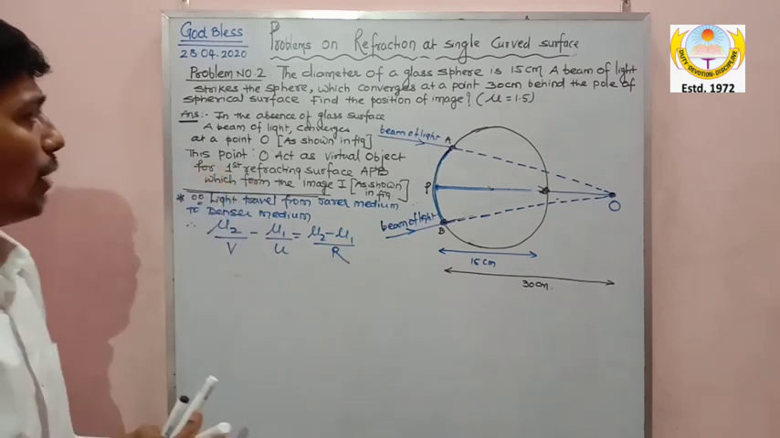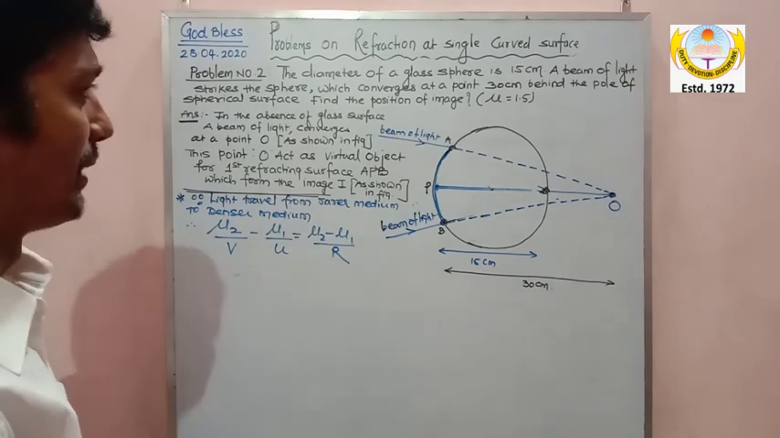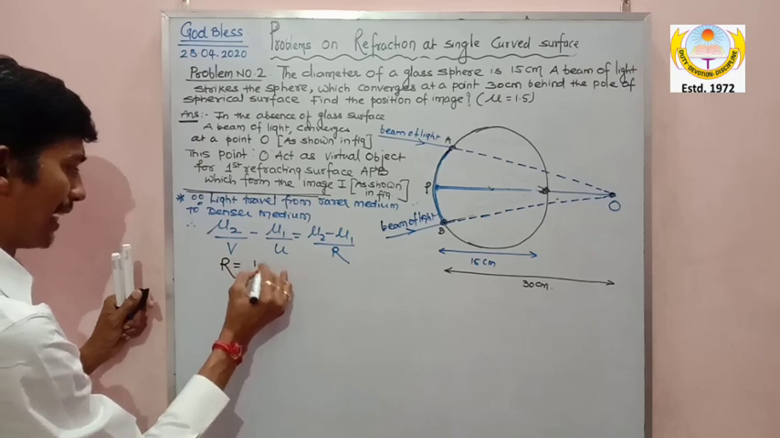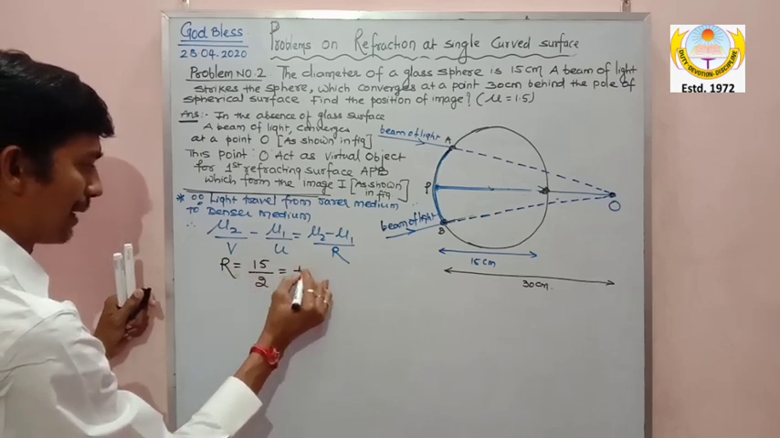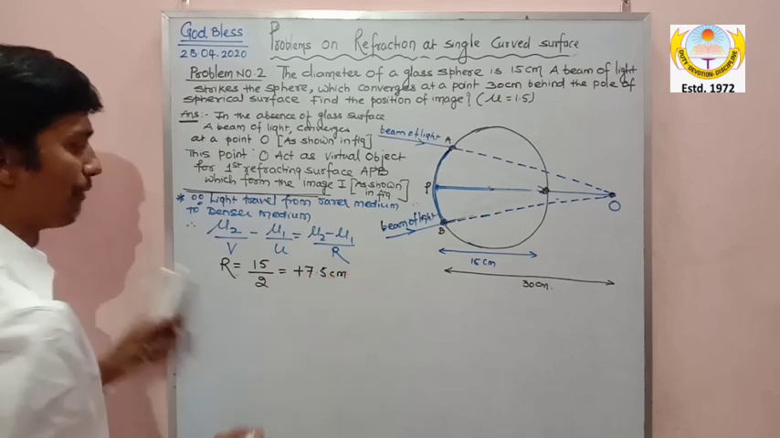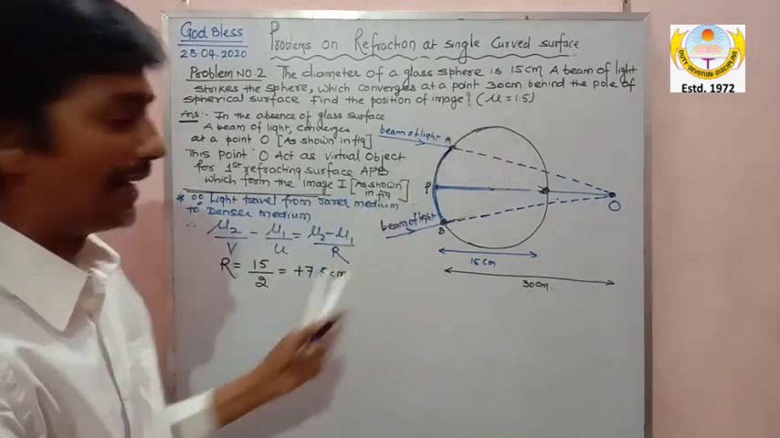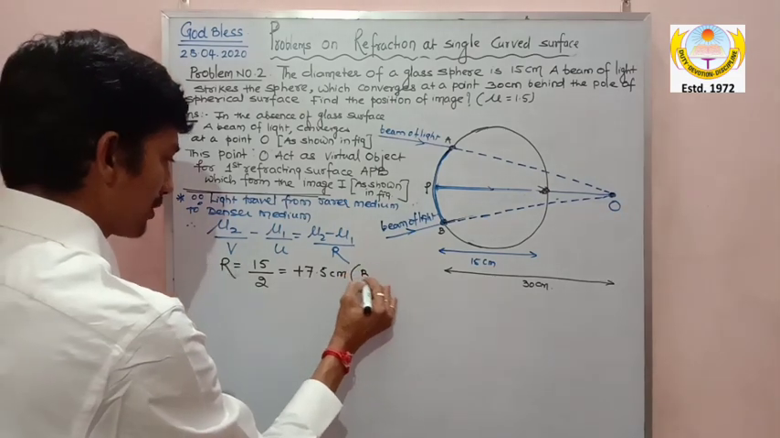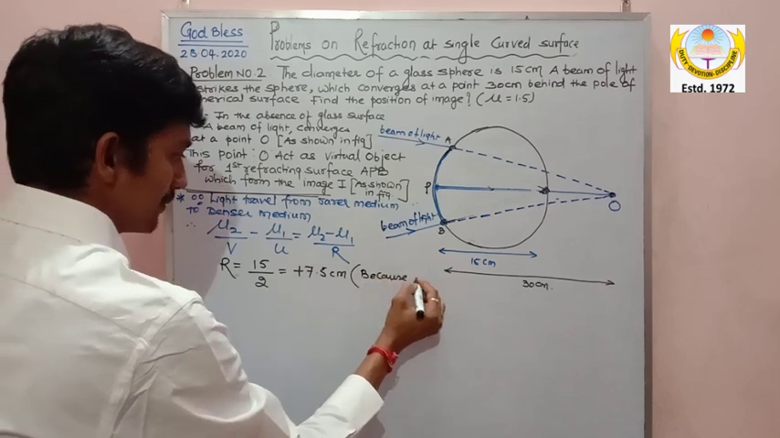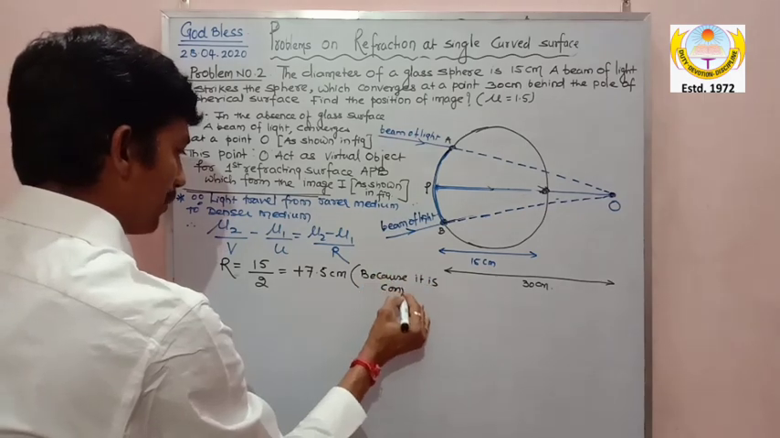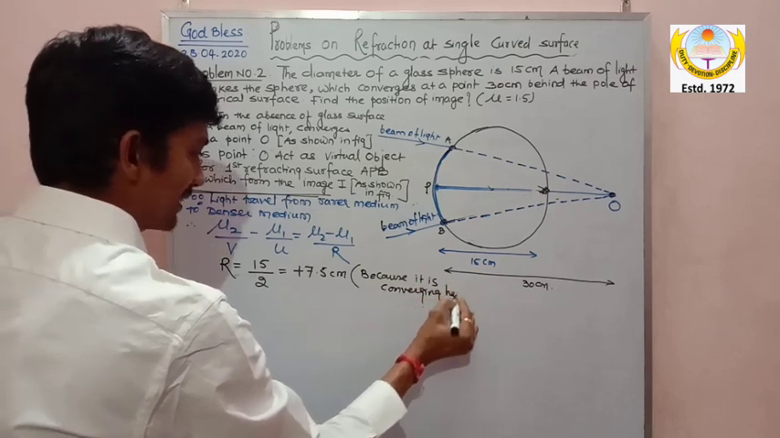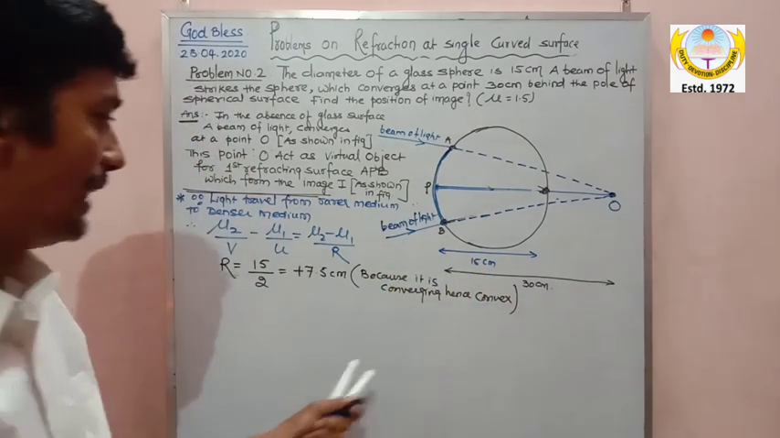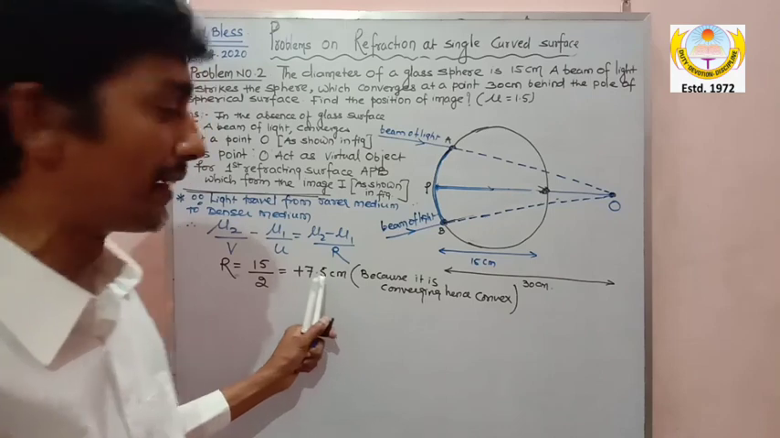Now, out of this, what is given in our numerical? Diameter is given. If the diameter is given as 15, then the radius will be nothing but 15 divided by 2, that is plus 7.5 centimeter. Why plus? Because it is converging, hence convex. So plus 7.5 centimeter is the radius of curvature.